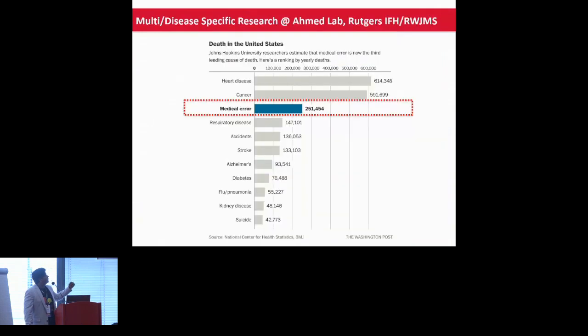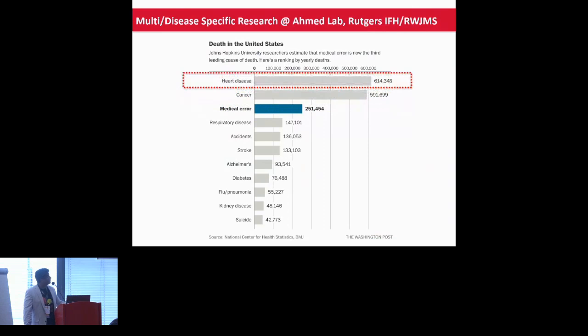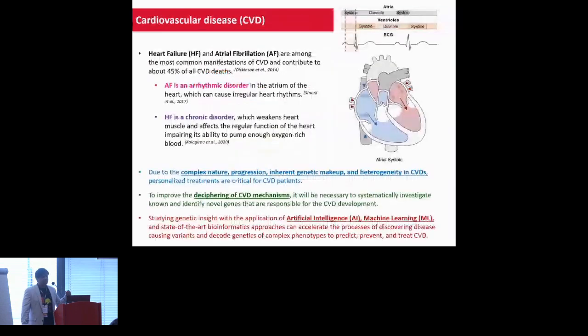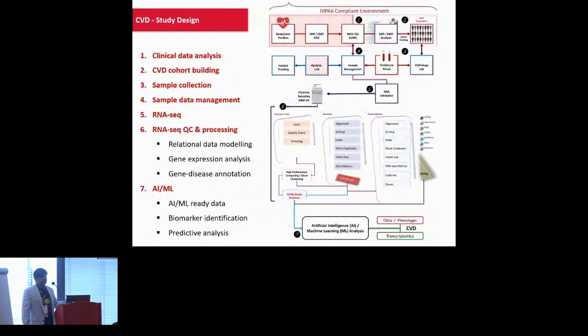The disease which is close to my heart, and which we explore further in our lab, is heart disease. I will give you a small use case of how we have efficiently used our tool to study heart failure, atrial fibrillation, and some other cardiovascular diseases. We recently designed a study where we collected data from EHR, and then we consented some patients, drew blood samples, extracted RNA, sequenced it, and then did gene annotation, gene-disease annotation analysis, and expression analysis using our tool.